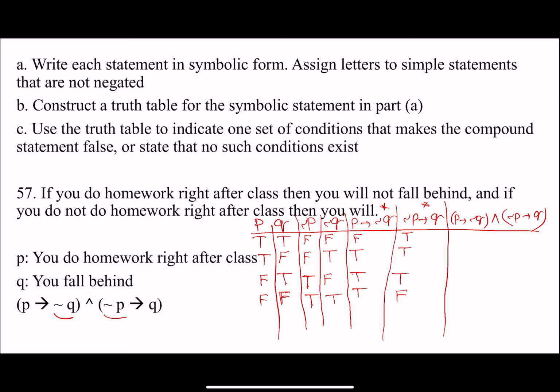If P then not Q is false. If not P then Q is true. So for and, the conjunction, both must be true. One is false, you get false. Look at the second row, both are true. Very good. For and, both must be true to get the true value.